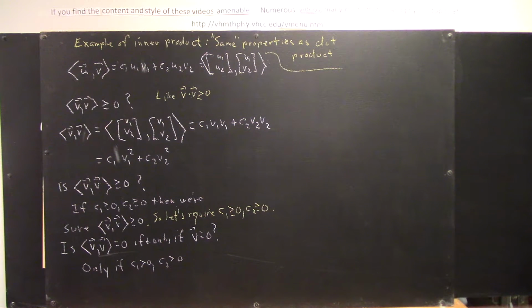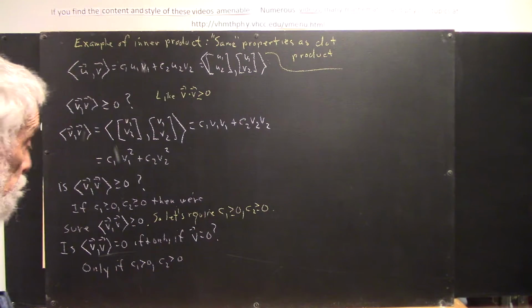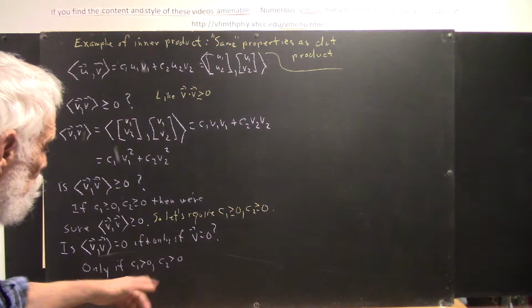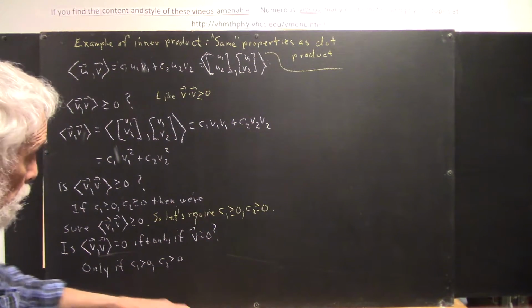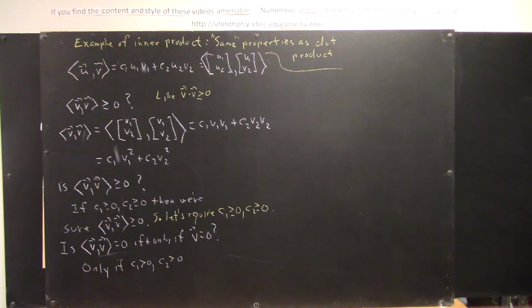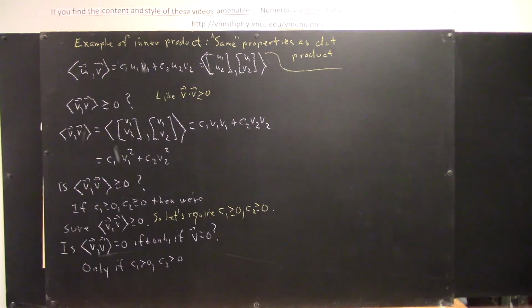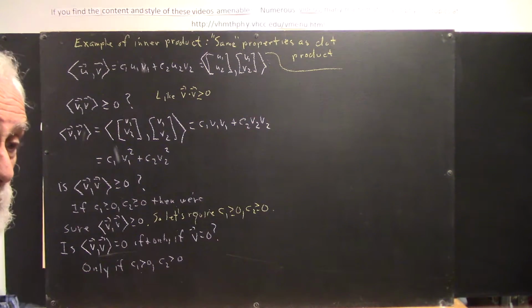Another property is that the dot product or an inner product would have to be 0 if and only if the vector v was 0. And that's only going to be so if we require that both C1 and C2 be greater than 0. We can't let them be equal to 0. We could get the first property if we let C1 and C2 be greater than or equal to 0, but we don't get this property unless they both happen to be greater than 0.